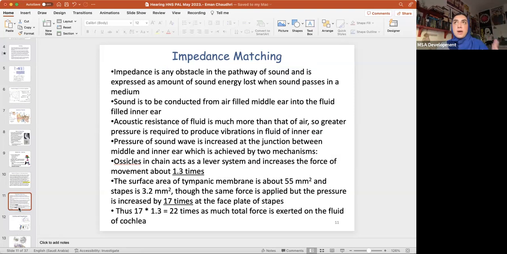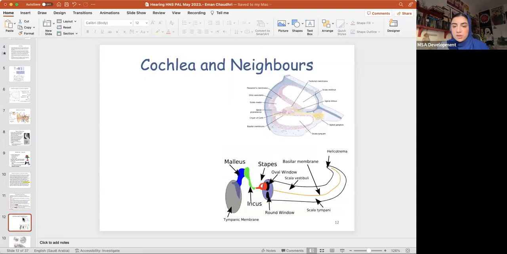Now, if anything happens to any of these structures, from the tympanic membrane, any of your ossicles, basically in your middle ear or external ear, this is known as a conductive problem. Remember, this is conduction. It's going through. It's trying to conduct the sound to your inner ear. So that's what we call a conductive problem or conductive hearing loss, which we will get to in the end, and we'll tie everything together.